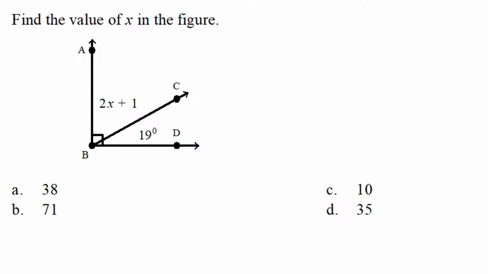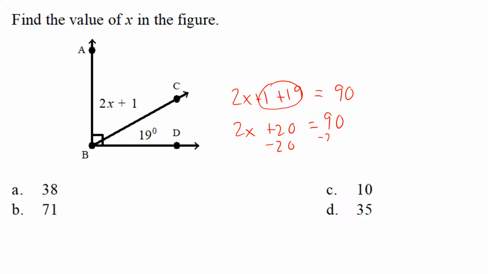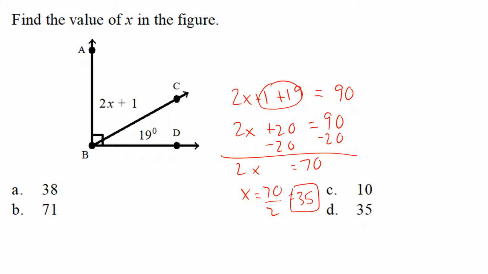Find the value. Okay, so 90 degrees. So we have the 2x plus 1, and we have the 19 degrees. And together, they make a right angle, which is 90 degrees. I'm going to put these two together. So 1 plus 19 is 20. I'm solving a two-step equation. So I subtract 20. 2x equals 70. X is 70 divided by 2, which is 35. Hey, cool. It's D.